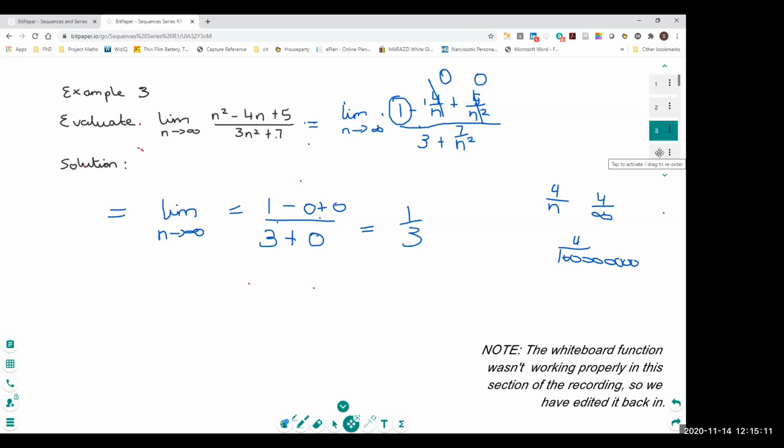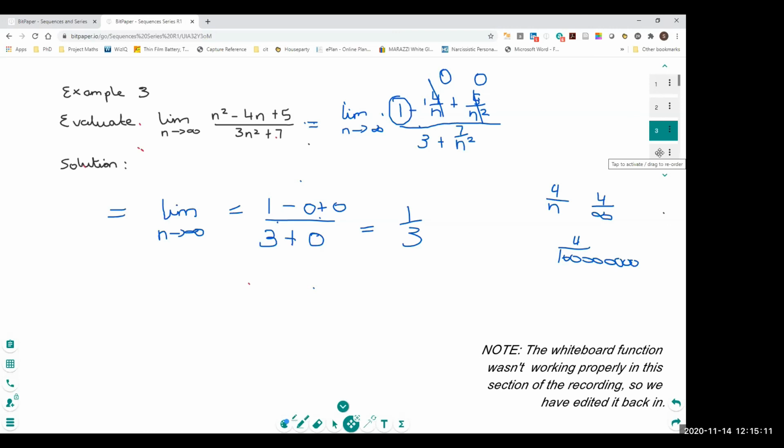So we've got to evaluate that limit now. So that's equal to the limit of, let's evaluate each one of those, as n approaches infinity. Okay, so the first one here, what's the limit of 1? Well, the limit of 1 is 1, it never changes.